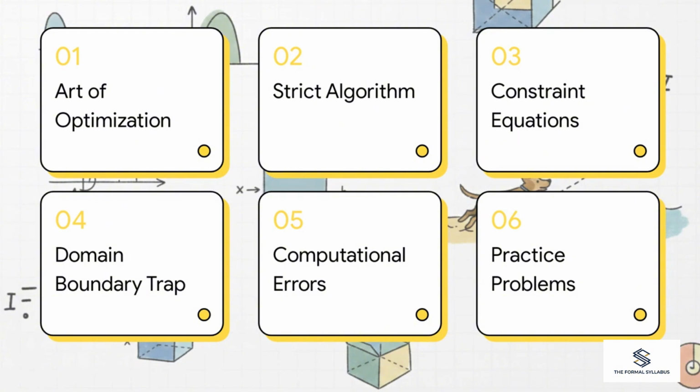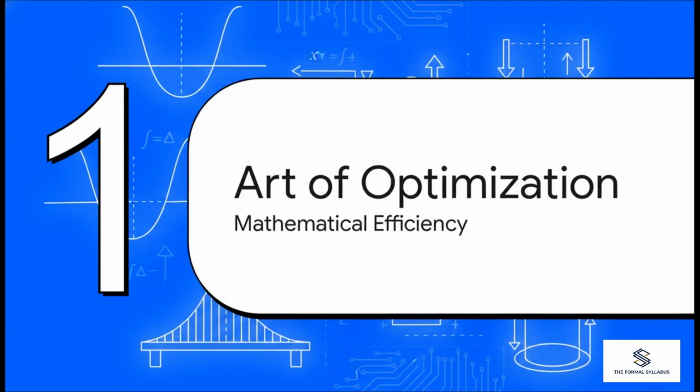So here's our exact mental roadmap for today's explainer. We're going to start with the art of optimization, walk through our strict algorithm, look at the power of constraint equations, uncover the domain boundary trap, go over some frequent computational errors, and finally do some practice with our frisbee and the can. All right, first up, the art of mathematical optimization.